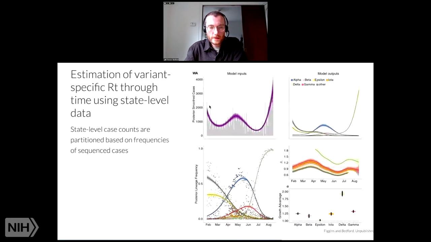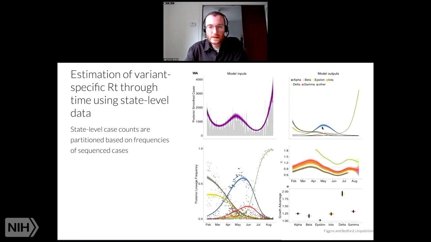As an example, this is Washington State, where we have as a model input the number of cases through time. So we have reported cases. This isn't going to be all infections, but it's going to capture a decent fraction of infections. And then we also have the variant frequencies as reported to GISAID, where we can see our alpha wave, our delta wave, et cetera. In the model, we use these state-level case counts and partition them based upon the frequency data to give us something like this, with actual estimated caseloads of the different variants.